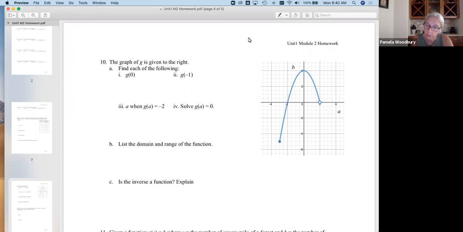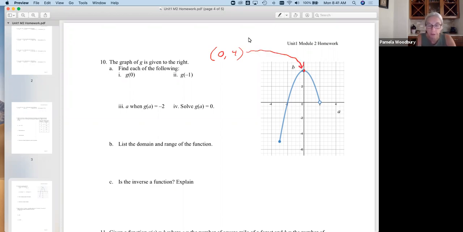For this point right here, let me change the color to red so we can see it better. That point on the graph has an input of 0 and an output of 4. The horizontal axis tells you your inputs, the vertical axis tells you your outputs. So that point right there is the point (0, 4).